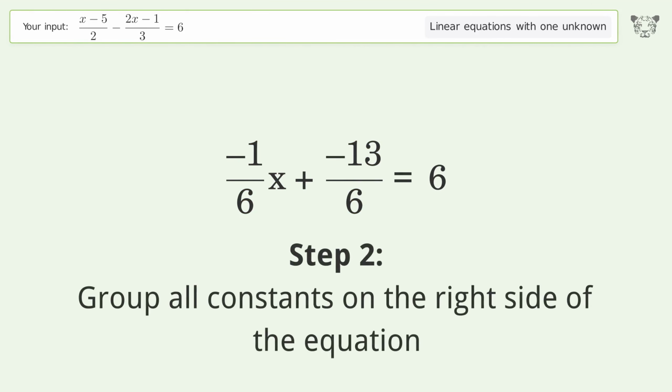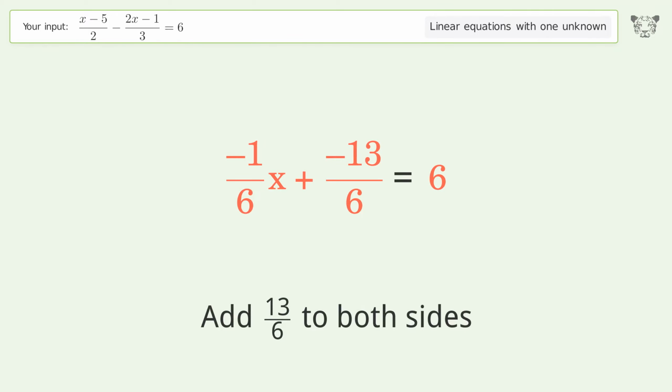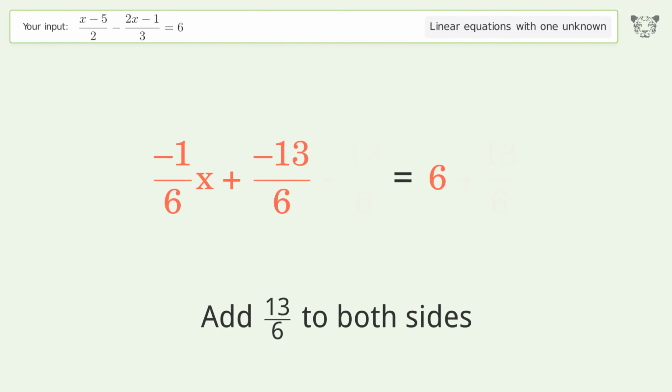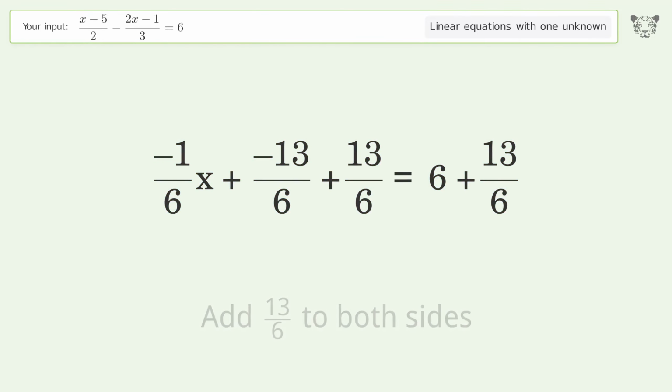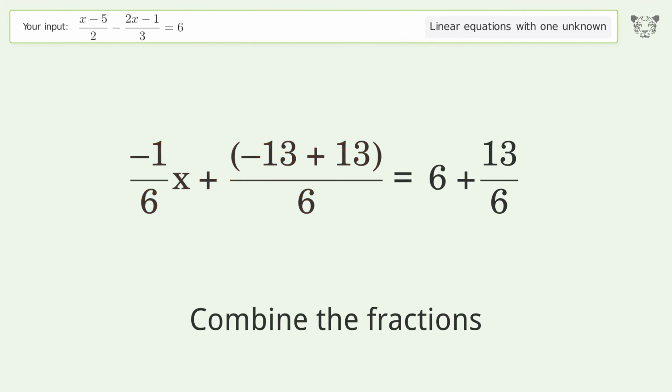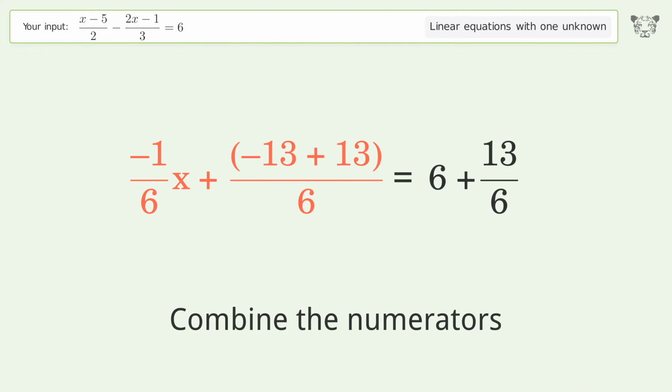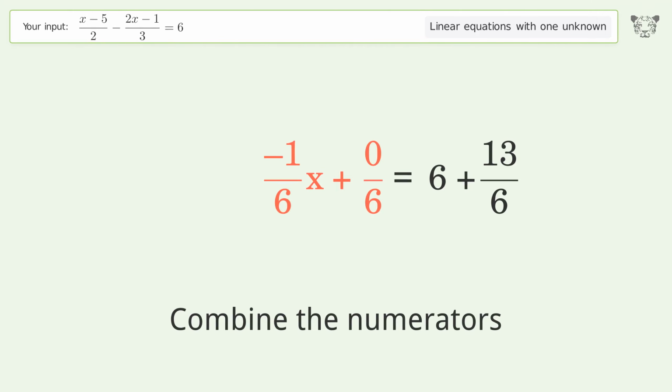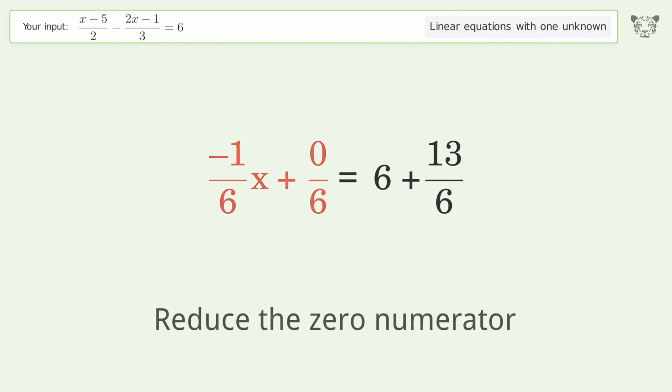Group all constants on the right side of the equation. Add 13/6 to both sides. Combine the fractions. Combine the numerators. Reduce the zero numerator.